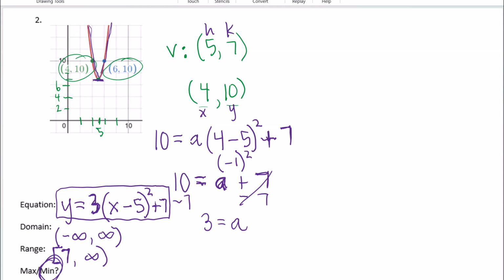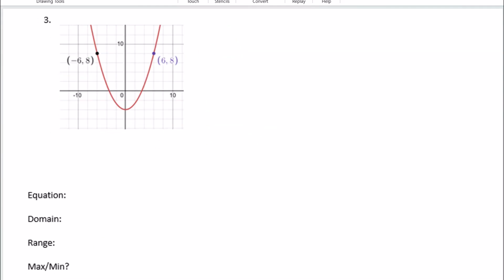All right. Let's move on and do number 3. So number 3 right here, each line is by 2's again. So it looks like the vertex is at 0, negative 4. Then I'm going to choose one other point. I'm just going to choose the positive 6, 8. So we have less negatives to deal with.